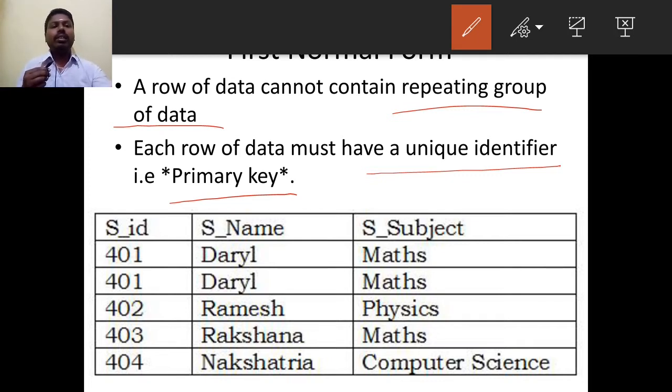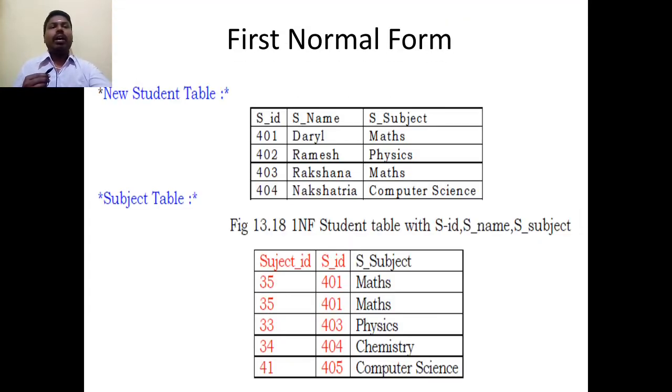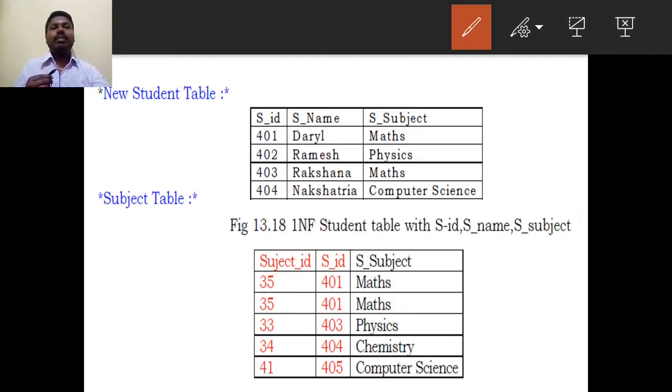You can see this. The first row 401, which is the student ID, student name, and subject. You can see the second row also has the same value. So the same row is repeating. So according to the first normal form rule, a row of data cannot contain a repeating group of data. Understand? So we have to change it. After that, we are going to split it into two tables.